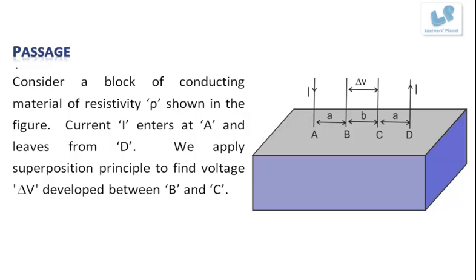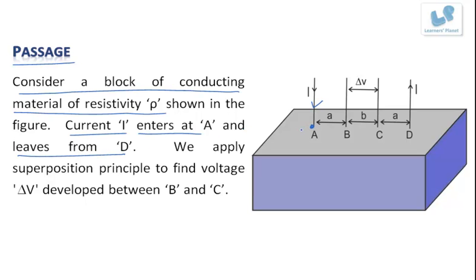The next set of two questions is based on the passage given here. Consider a block of conducting material of resistivity ρ shown in the figure. Current I enters at A and leaves from D. Okay, it is entering from here and leaving from D.